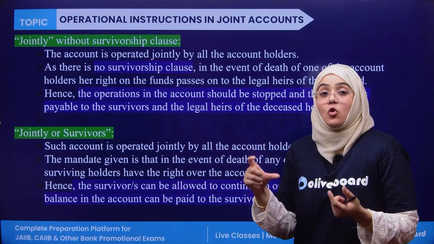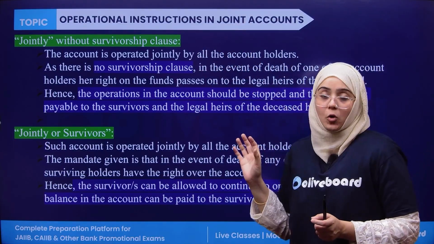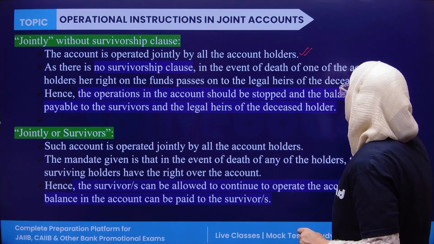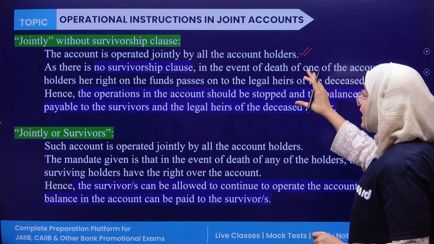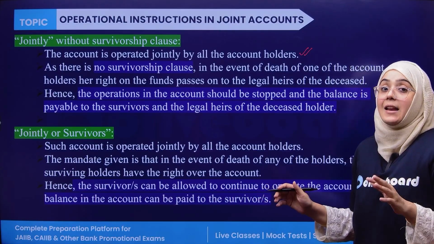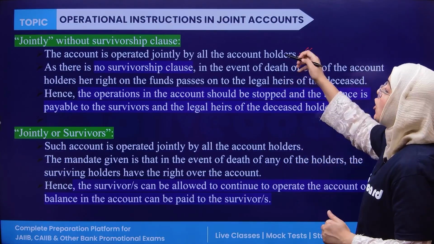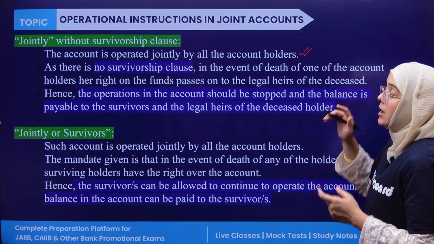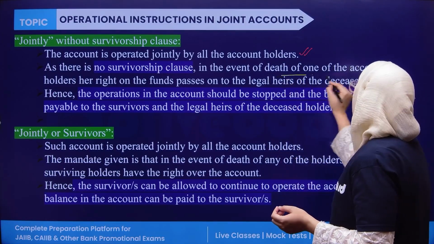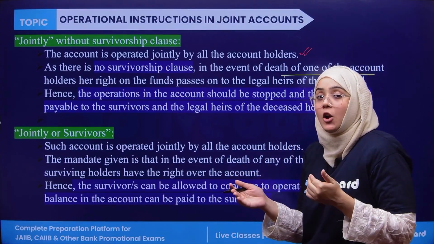First of all, if the joint account carries the clause of jointly without survivorship clause, what does it mean? It means the account is operated jointly by all account holders. The first thing is that it is jointly operated by all the account holders. No one can operate this account separately. Second, as there is no survivorship clause, if there is a death of any one of the account holders, then their rights are transferred to the legal heir.